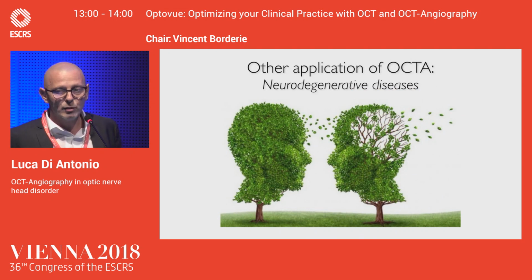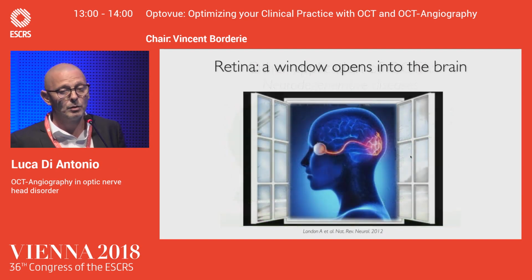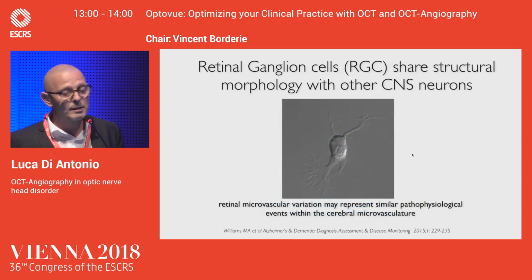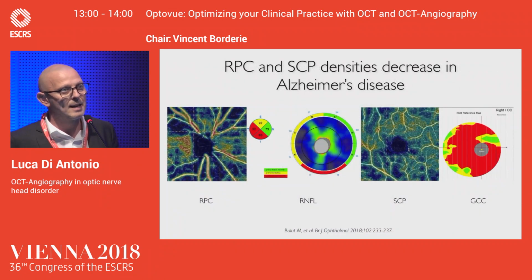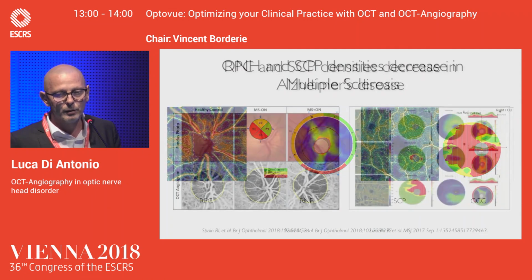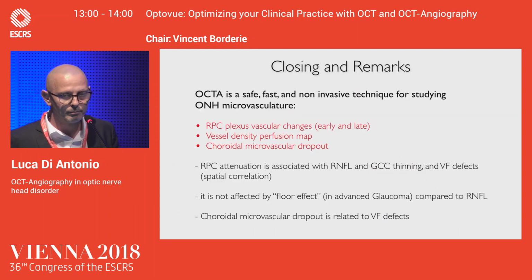The other application of OCT angiography is in the neurodegenerative field. And this is because the retina is like a window open into the brain. And so retinal ganglion cells share structural morphology with other neurons of the central nervous system. And so it's possible to apply this technology to Alzheimer's disease and to multiple sclerosis.